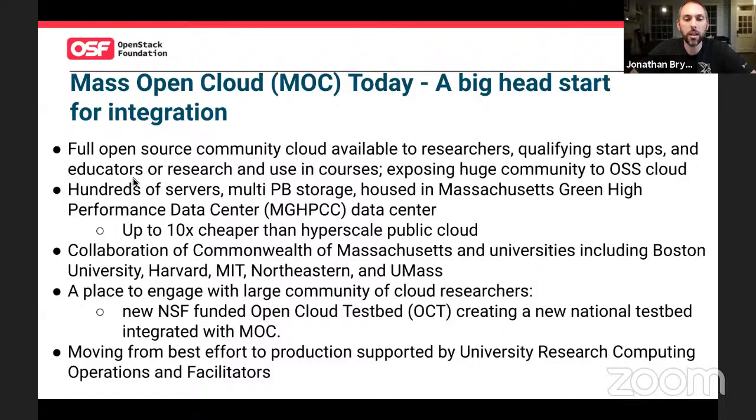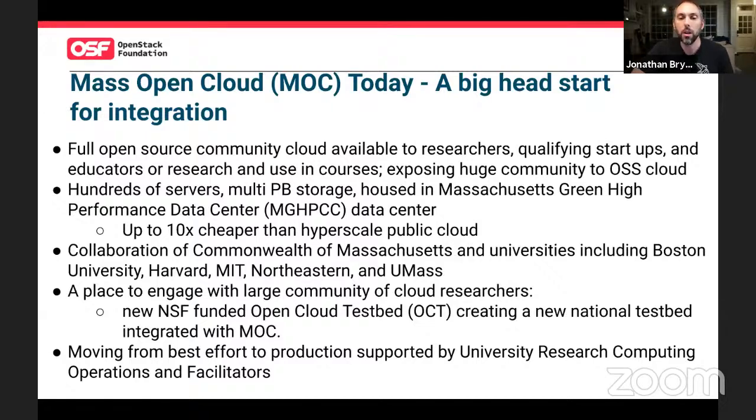So I mentioned that this started with a collaboration from these universities in the Northeast. They had started something called the Massachusetts Open Cloud, or the Mass Open Cloud. This is a fully open source cloud. It has thousands of users, and it's shared between all of these universities.